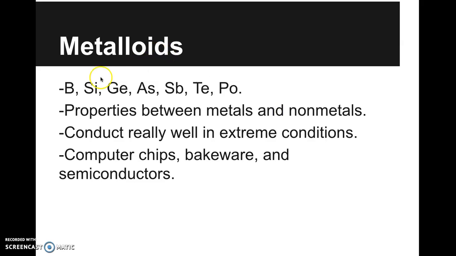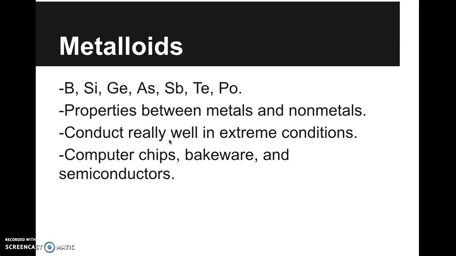The metalloids. So on your periodic table, you want to put boxes around these, around boron, silicon, germanium, arsenic, antimony, tellurium, and polonium, and they vary. They're right along that stair-step line, so their properties vary between metals and nonmetals. What they do is that they conduct really well in extreme conditions, which means they're really good for computer chips. Your computer gets hot and they'll still operate.